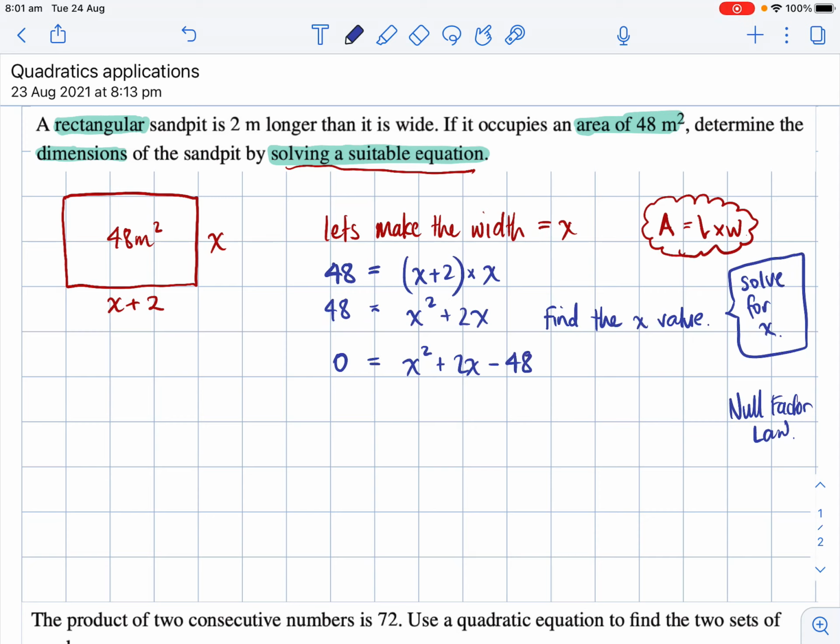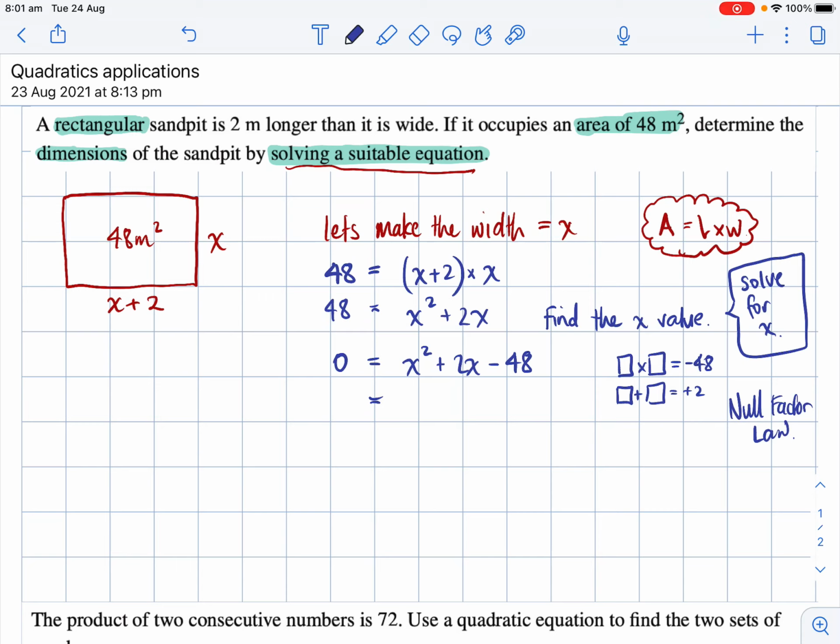The next thing I've got to do is get my factors. So what am I going to do? I'm going to factorize. Of course I'm going to factorize. Now I know this is a monic trinomial, so I can jump ahead the first couple of steps of our factorizing process, and I'm going to look for two numbers that multiply to equal negative 48, and I need the same two numbers to add to equal positive 2.